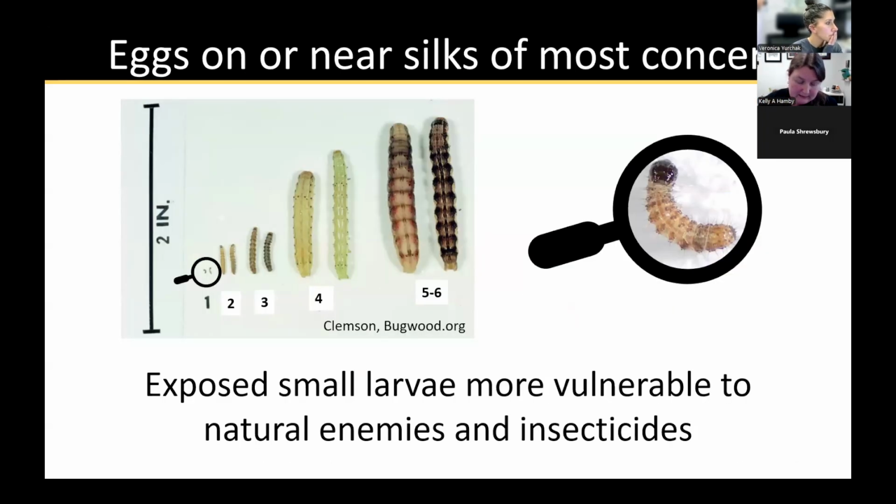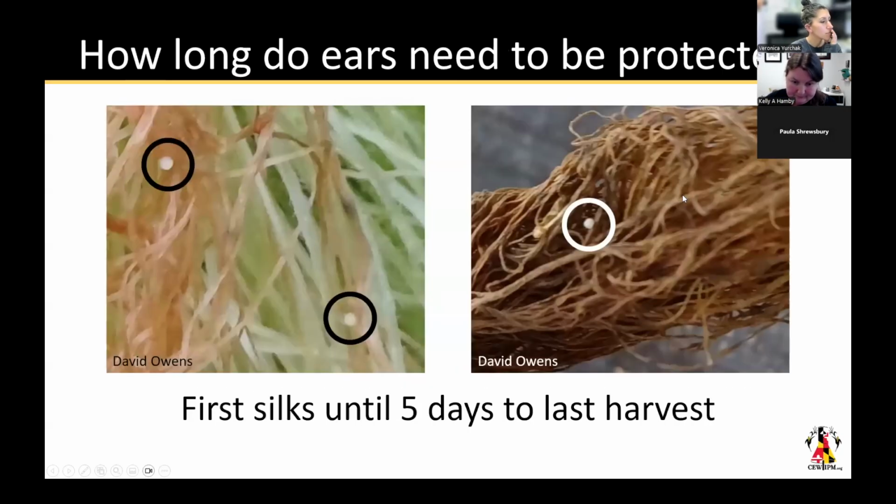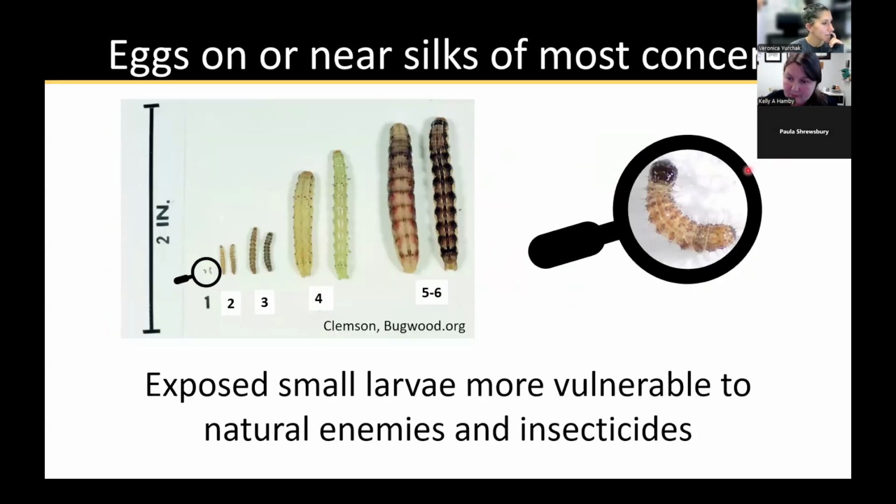But typically if you look at the corn earworm life cycle here, we start with a very small caterpillar. So it's a very small caterpillar, and it struggles to get into the ear and cause ear damage unless it's laid near the ear. So this exposed larva is much more vulnerable to natural enemies and insecticides if it's not laid directly in the silks.